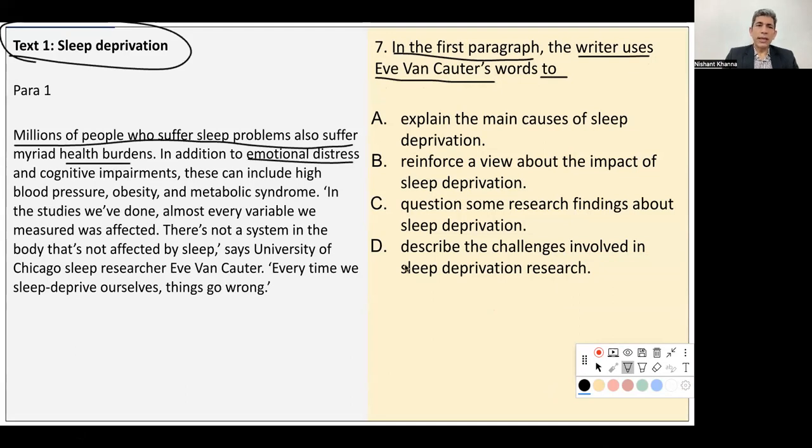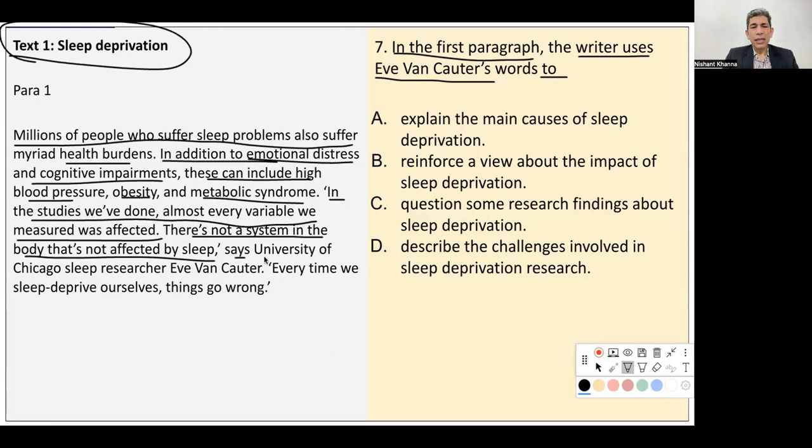So we'll read the choices. Let's see what he has to say. He says, in addition to the emotional distress and cognitive impairments, these can induce high blood pressure, obesity, metabolic syndrome. In studies we have done, almost every variable we measured was affected. There's not a system in the body that's not affected by sleep, says University of Chicago sleep researcher Eve Van Cauter. Every time we sleep deprive ourselves, things go wrong.